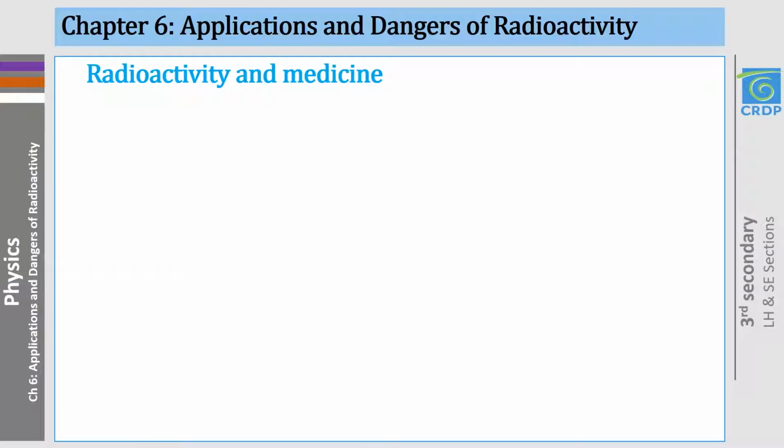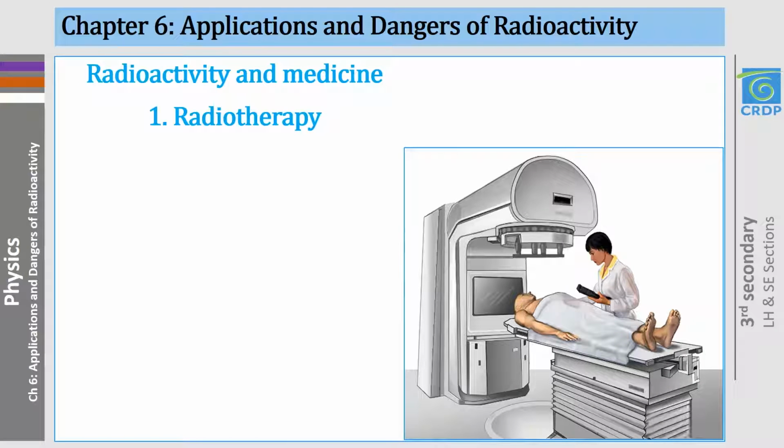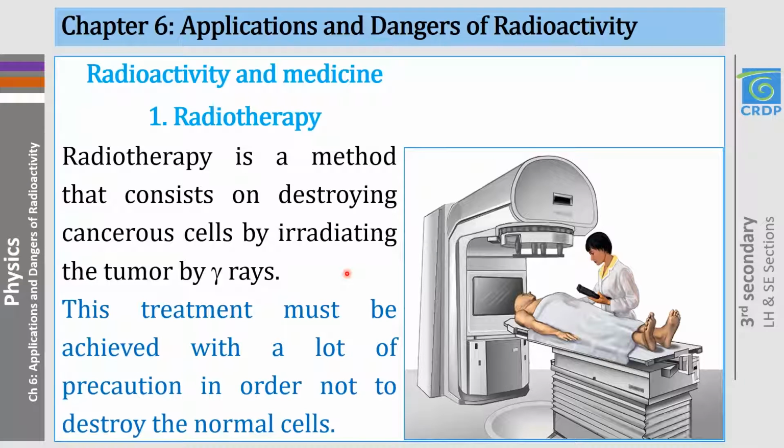Now, what about radioactivity and medicine? Let's start by having an idea about the radiotherapy. Radiotherapy is a method that consists of destroying cancerous cells by irradiating the tumor by gamma rays. This treatment can have some side effects, among which are tiredness, loss of appetite, vomiting, and so on. This treatment must be achieved with a lot of precaution in order not to destroy the normal cells.